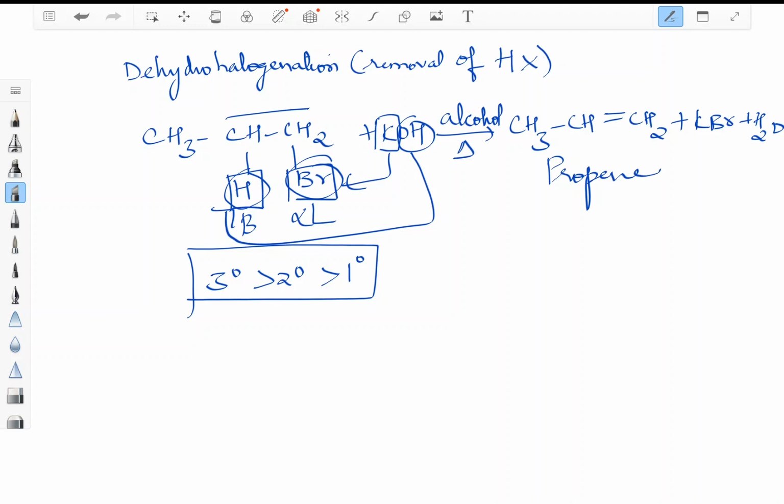Now, what are the chemical properties of alkenes? Alkenes are more reactive than alkanes. Alkanes are paraffins because they don't react readily. That is what we have studied already. But alkenes are more reactive. Why are they more reactive? Because the pi bond is weaker than the sigma bond and is easily broken. That is why they are more reactive.